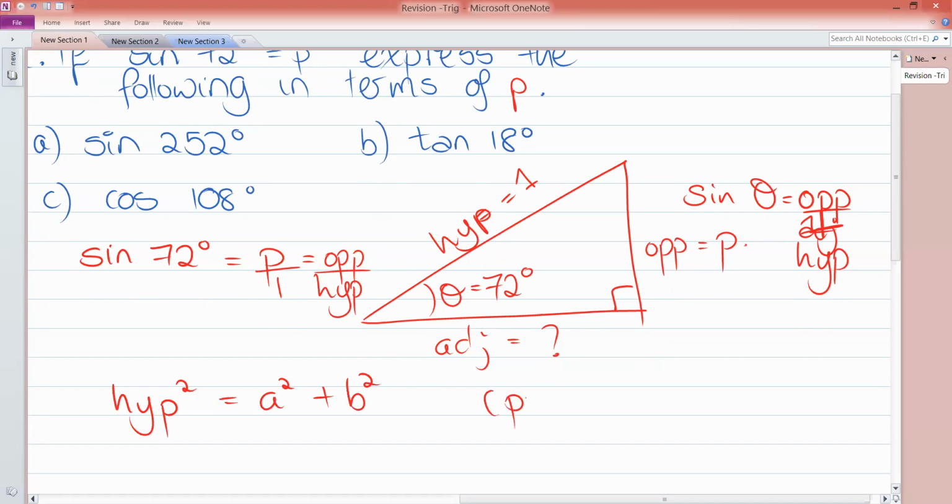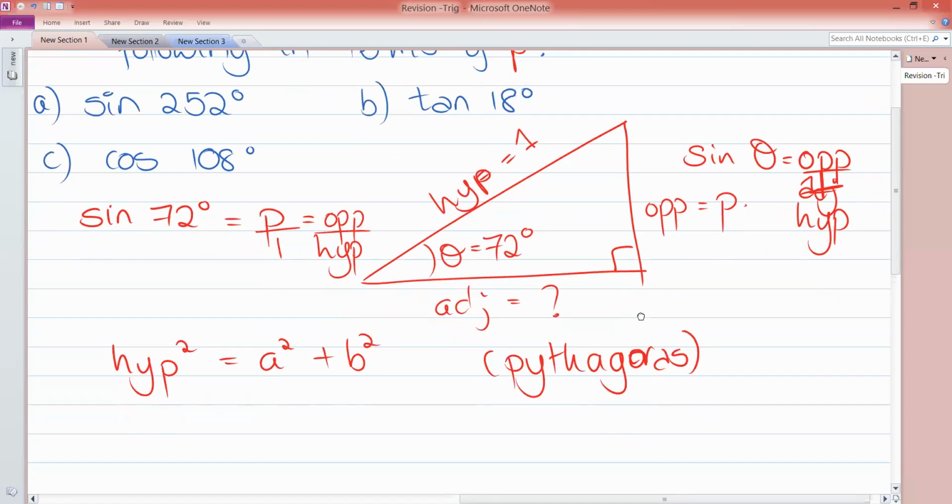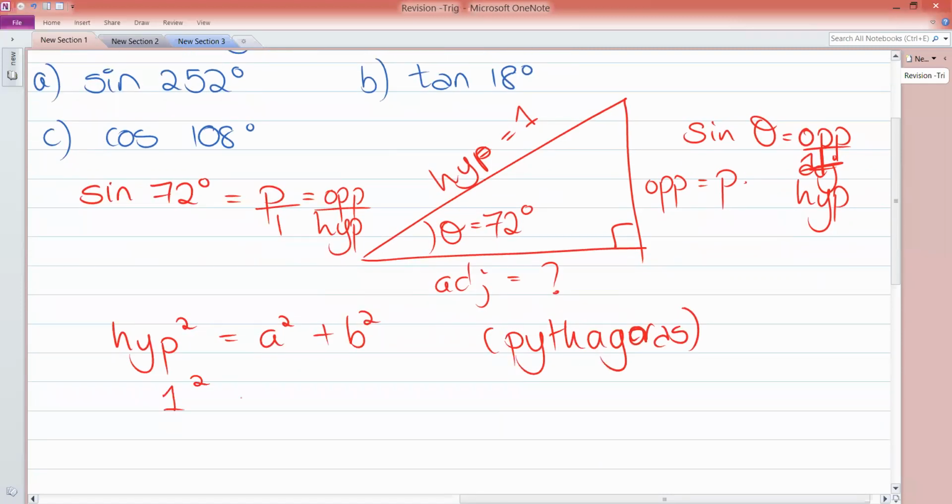You always have to write Pythagoras in full like that. Don't write Pythag, you write Pythagoras. Okay, so the hypotenuse is 1. We're going to square that. Side A, we're going to take the opposite side, which is our P, and we're going to square that. Side B, that's your adjacent side. Okay, so yes, Matthew, go ahead. Your hand is raised.